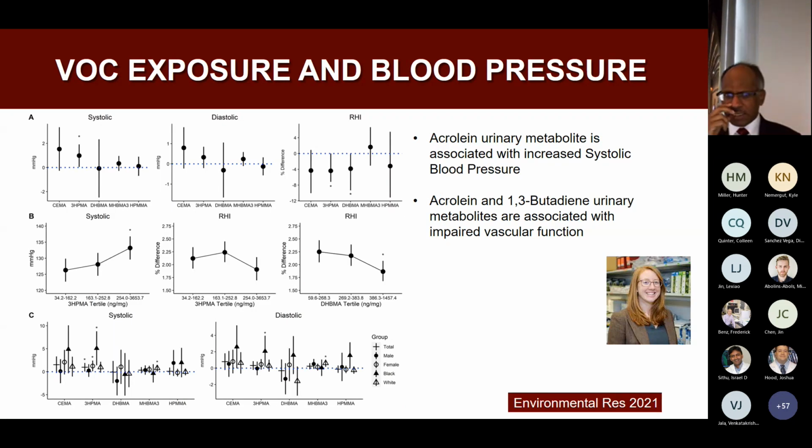So one of our recent studies showed that exposure to VOCs increases systolic blood pressure. These studies were led by Captain McGraw, who has now gone to Columbia to do her postdoc. And what she found was acrolein, urinary metabolite of acrolein, this 3-HPMA, is associated with increased systolic blood pressure. And then metabolites of acrolein and butadiene are associated with the impaired vascular function, RHI, which is an index of endothelial dysfunction.